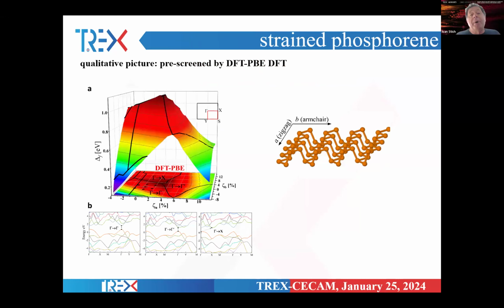So let me now talk about the application of strain to phosphorene. What we started with was pre-screening by DFT methods. This is the band gap as a function of two strains: strain in the zigzag direction, and strain in the armchair direction, as shown here. And as you can see, there is a large part here which is the direct gamma to gamma gap.